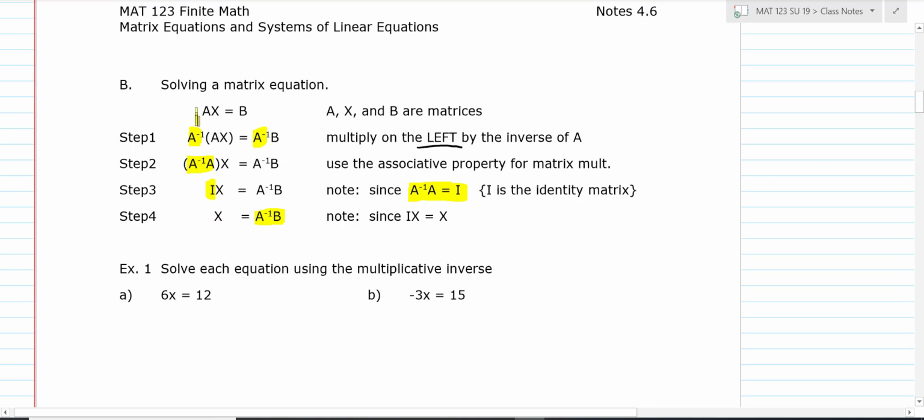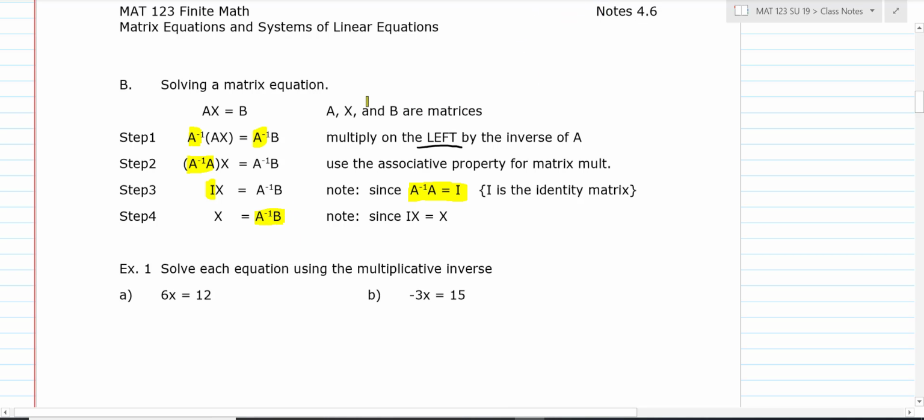So it turns out if you have a matrix equation, what you'll need to know is you just do the inverse of that coefficient matrix and then multiply it by this matrix B. But you have to do it in this order, and that's real important, okay?